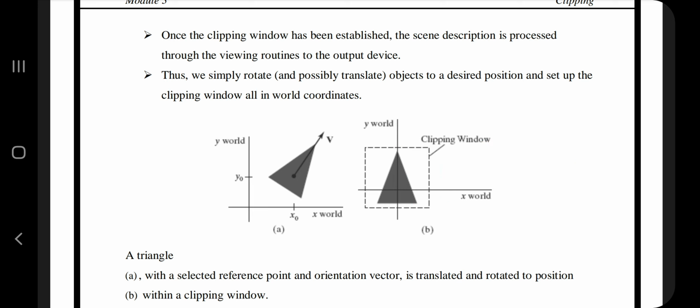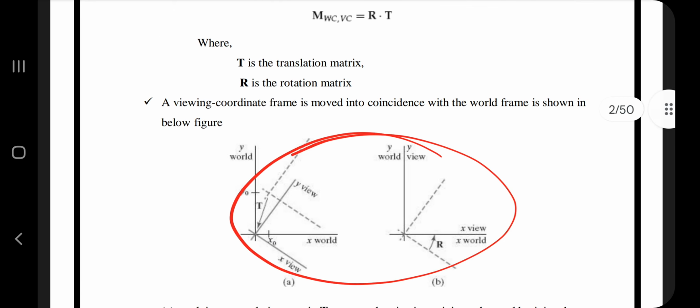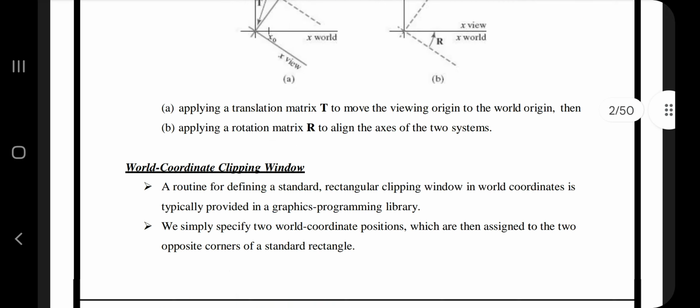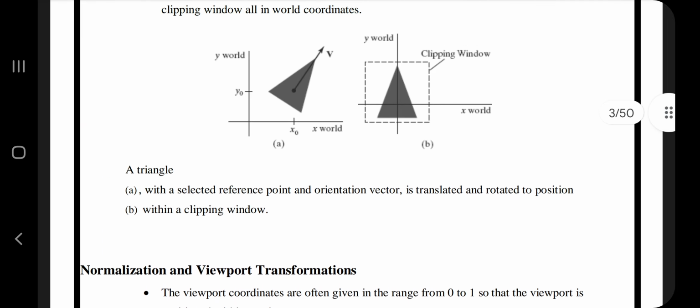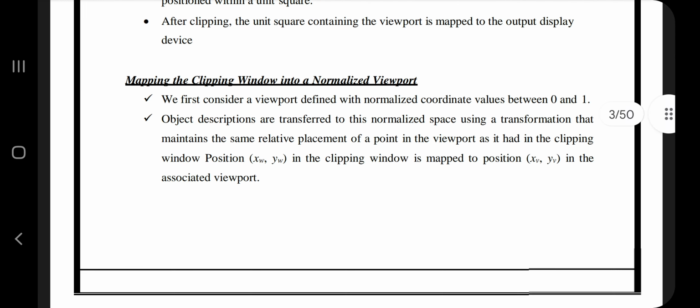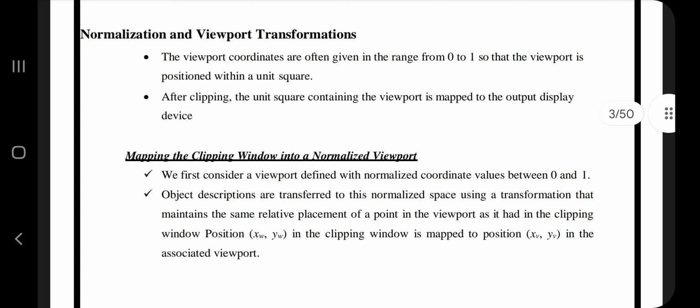Now if you have transformed into a viewing coordinate, you can do the translation as well as the rotation. This is the rotation operation, and this is the translation operation. So you can make this graph and write a few words regarding that. Okay, and if you can remember, it's very much recommended that you write the matrix values also. The matrix values will be here in the normalization and viewport transformation.